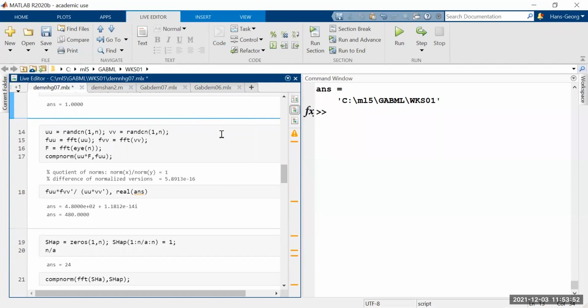Now, the next thing is just to demonstrate something very general and very easy, namely that if you have an orthonormal change of basis, and the Fourier transform is, up to the normalization factor square root of n in the one-dimensional case, just a change of basis.